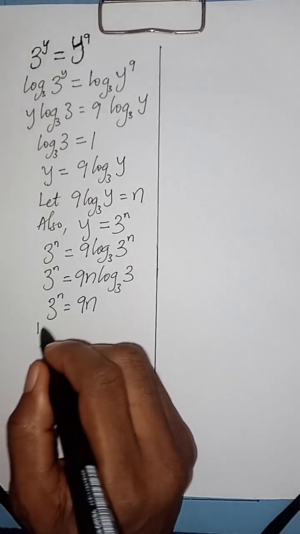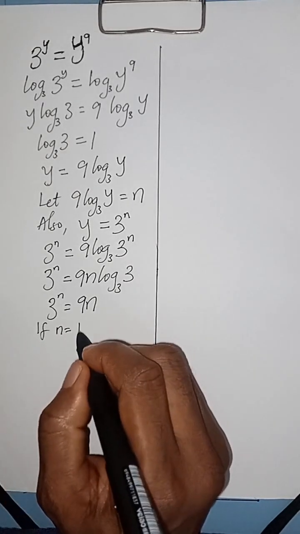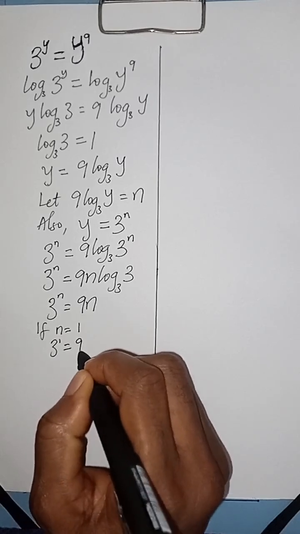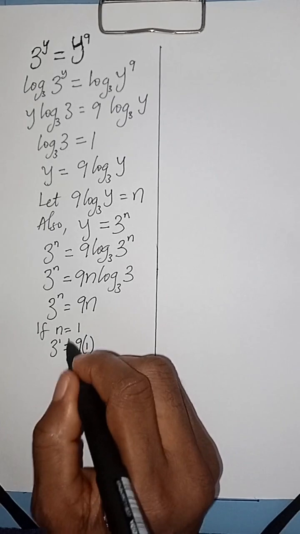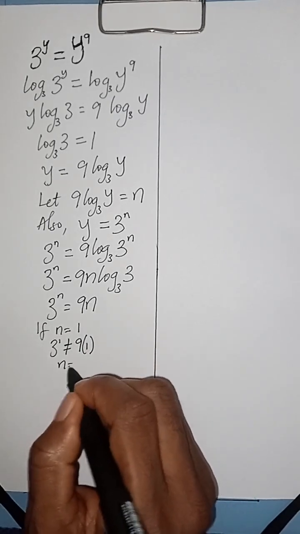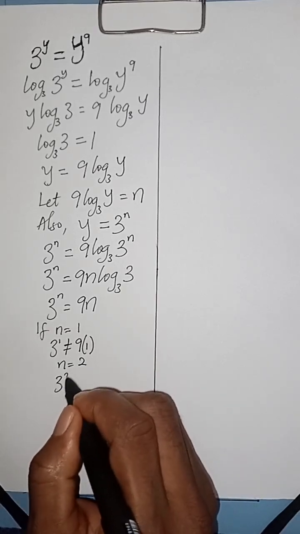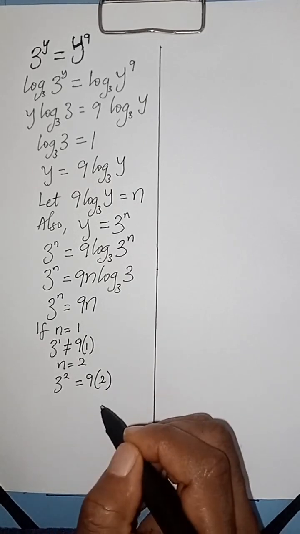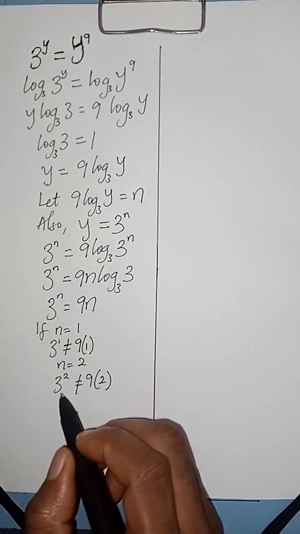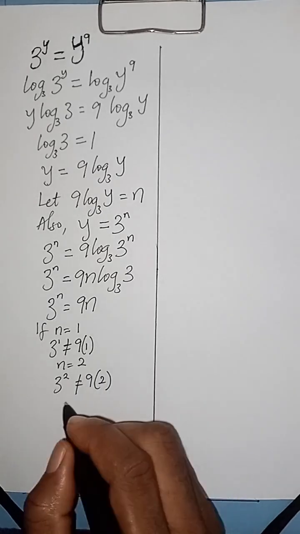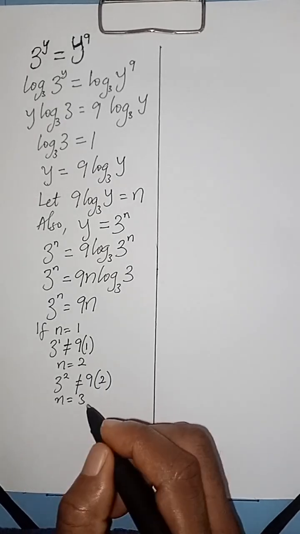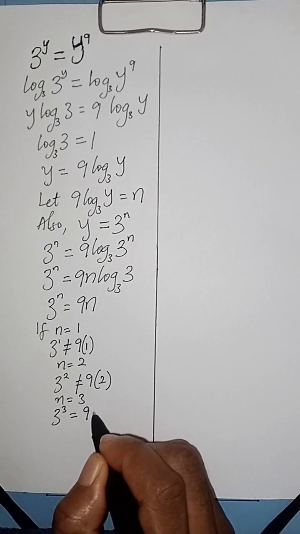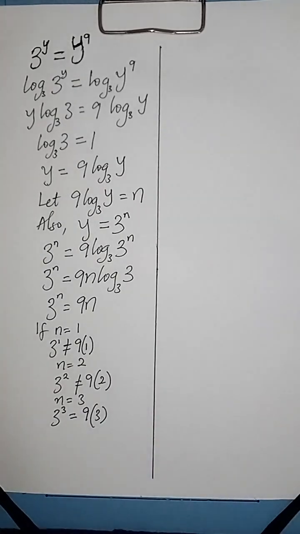So if n is equal to 1, it will be 3 raised to power 1 equal to 9, which is not equal. If n is equal to 2, it's going to be 3 raised to power 2 equal to 9 multiply 2, which is also not equal, because 3 raised to power 2 is 9, and 9 times 2 is 18. If n is equal to 3, then I'm going to have 3 raised to power 3 equal to 9 multiply 3. And this is the value we're looking for.